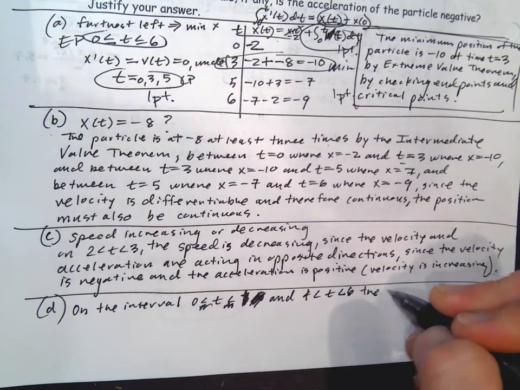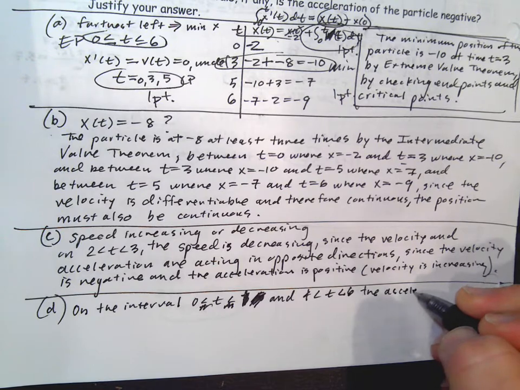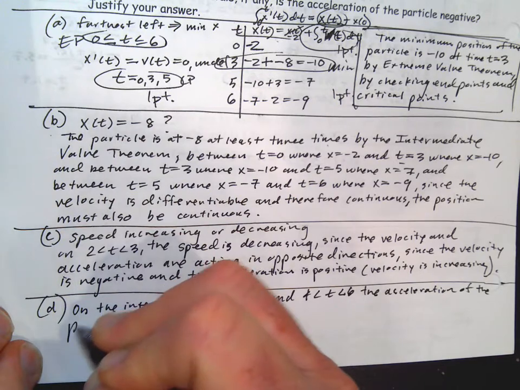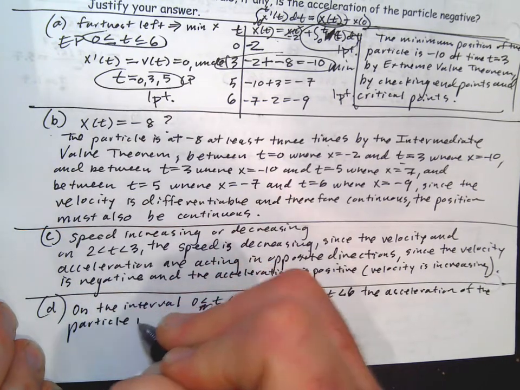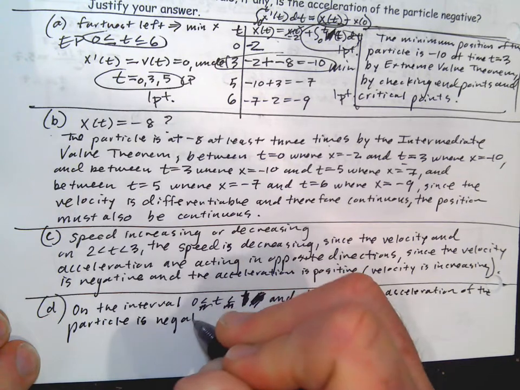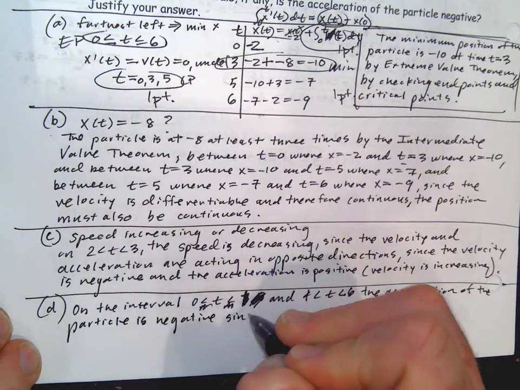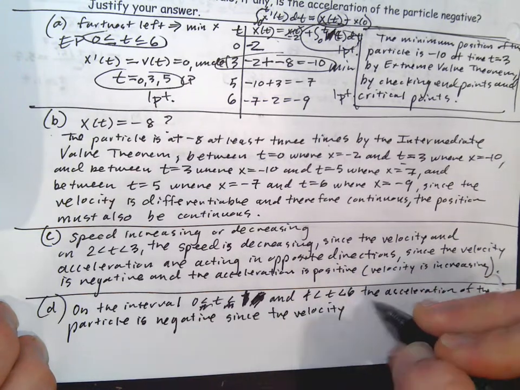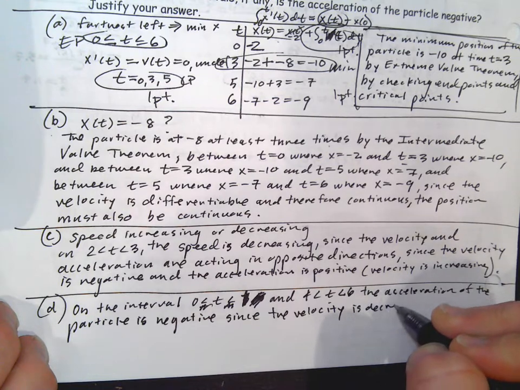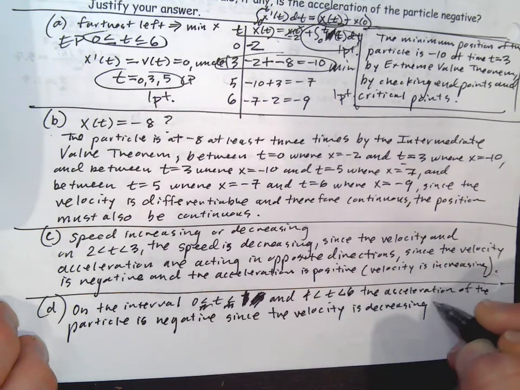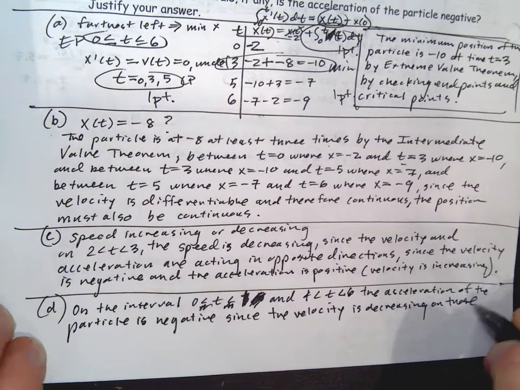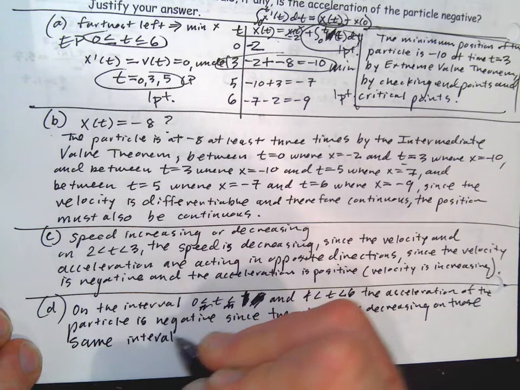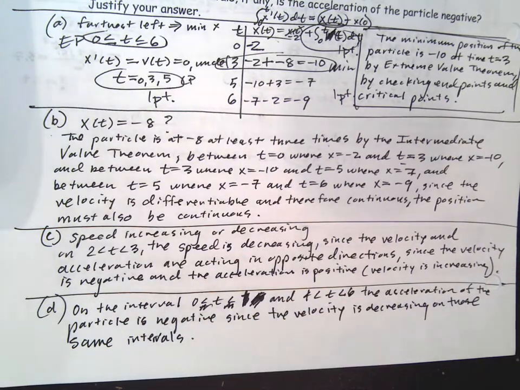The acceleration of the particle is negative. How do you know? Since the slope of the velocity is negative. Another way to say that, since the velocity is decreasing on those same intervals. Woo! All right.